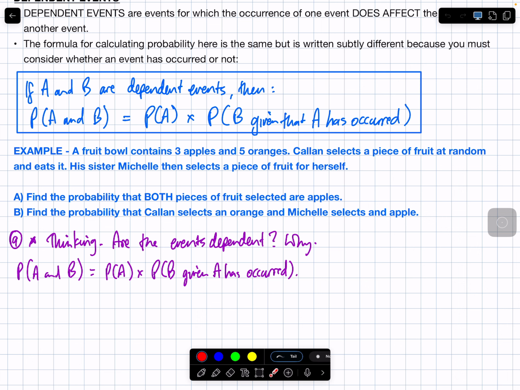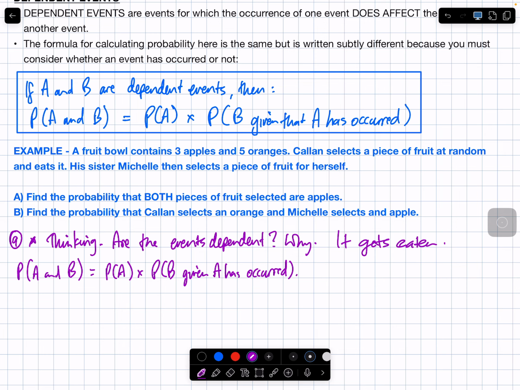Are these events dependent? Can someone explain why they are dependent? There's one statement that you would say that explains why they're dependent compared to our example before with the coin and the dice. Because when Callan picks a piece of fruit, it changes the outcome and the probability. Yeah, you could just say it gets eaten. That's the difference. He doesn't put it back, he eats it, therefore the sample space changes for the second one.